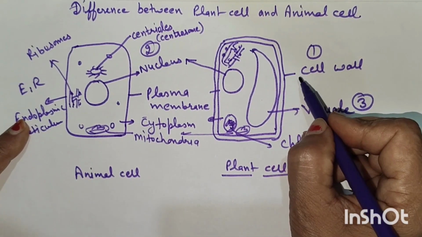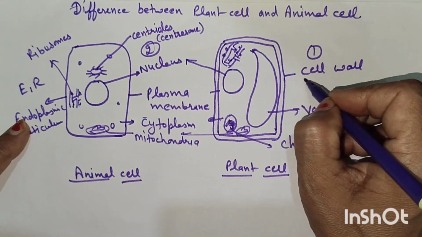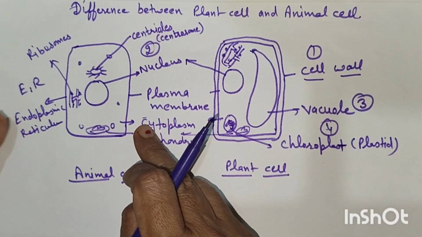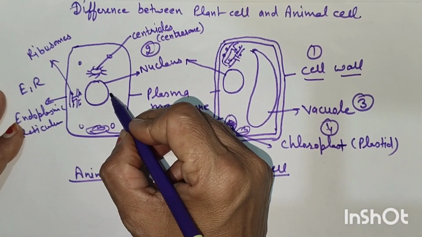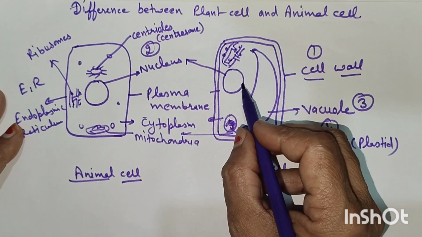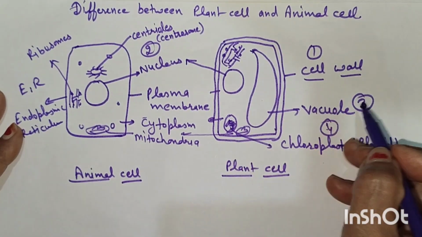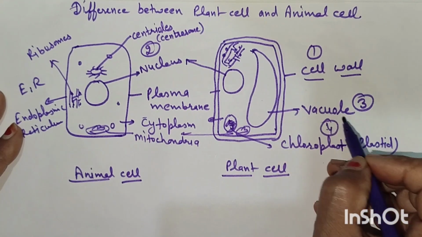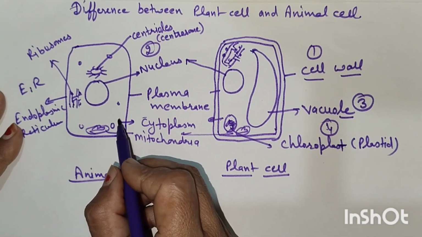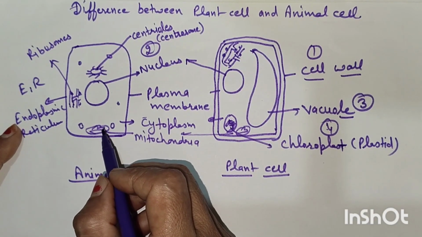First major difference between the plant and animal cell is, in plant cell, cell wall is present, but in animal cell, no cell wall is present. Second, in the animal cell, nucleus is present at the center, but in plant cell, nucleus is present towards the periphery. Third, a large vacuole is present in the plant cell, but in animal cell, no vacuole or very small vacuoles are present.